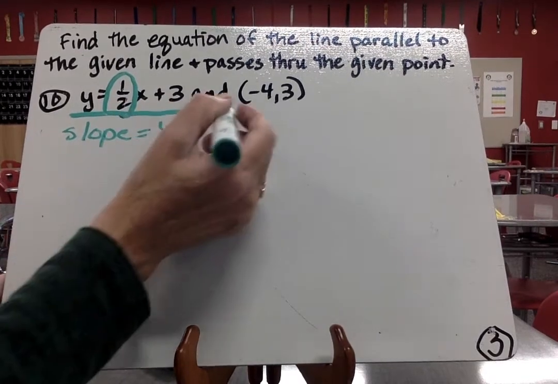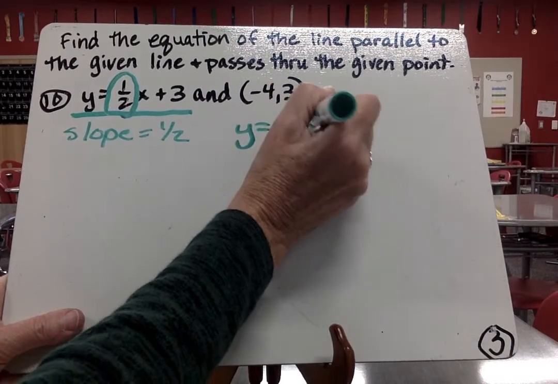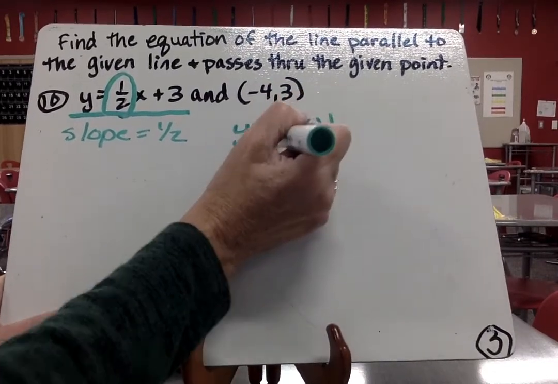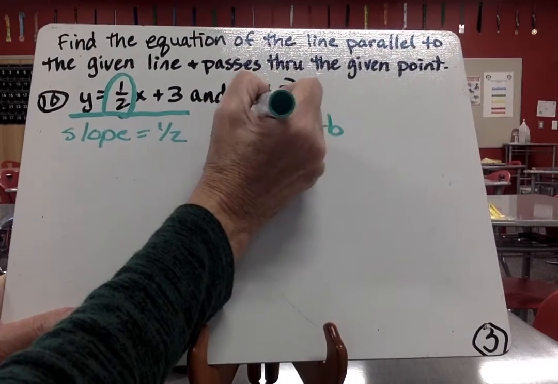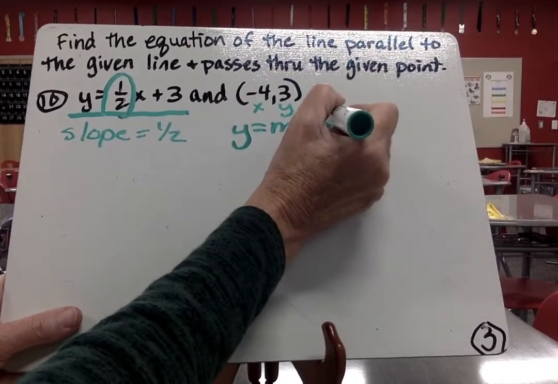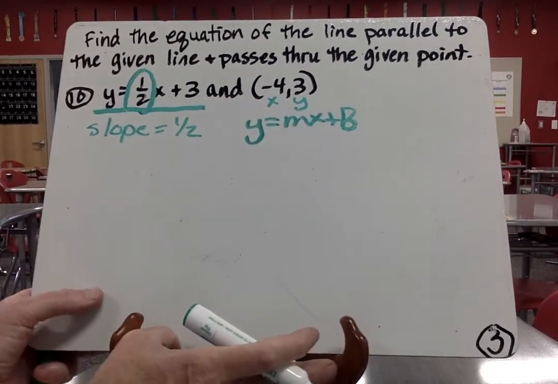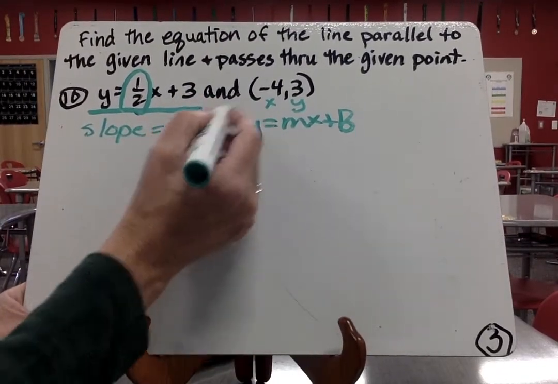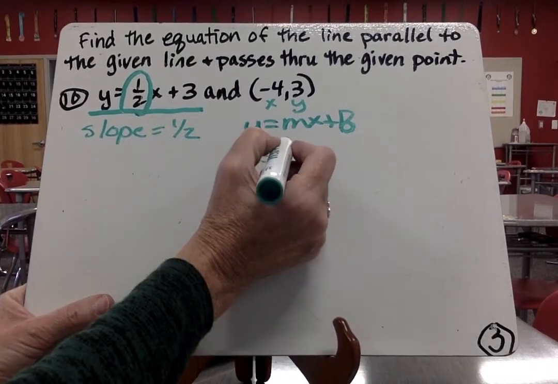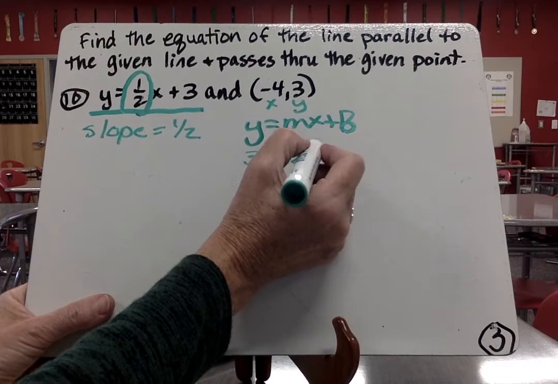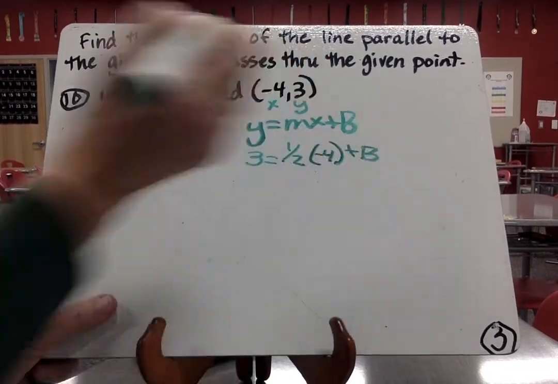So we go back to our equation, y equals mx plus b. M is our slope. We know our slope is 1/2. And this will be our x, and this will be our y, and then we can solve for b. And again, I should make it a capital letter so no one thinks it's a 6. Okay? So y is 3. M is 1/2. X is -4 plus b. And we're going to solve for b.